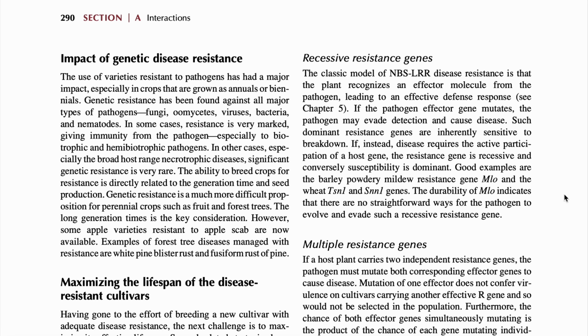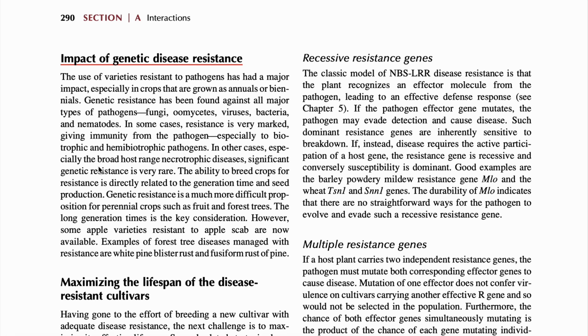moving further, the next is the impact of genetic disease resistance. What is the impact? The use of varieties resistant to pathogens has had a major impact, especially in crops that are grown as annuals or biennials. Genetic resistance has been found against all major types of pathogens: fungi, oomycetes, viruses, bacteria, and nematodes. In some cases, resistance is very marked, giving immunity from the pathogen, especially to biotrophic and hemibiotrophic pathogens.